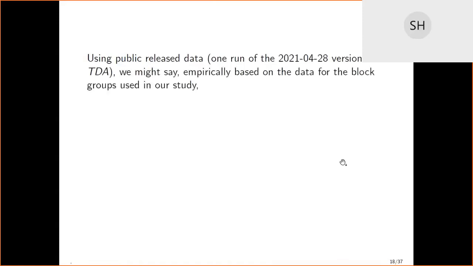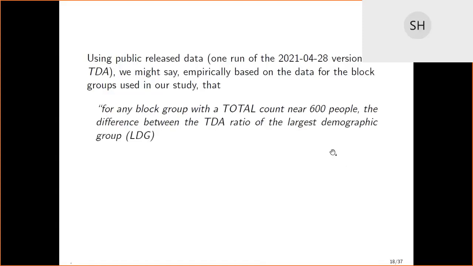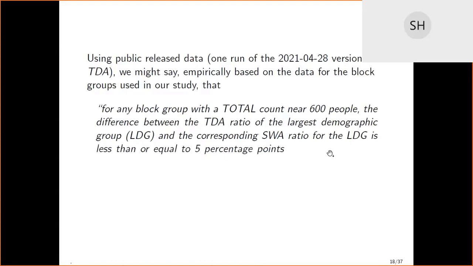We might say, empirically based on the data for the block groups used in our study, that for any block group with a total count near 600 people, the difference between the top-down algorithm ratio of the largest demographic group and the corresponding swapping ratio for the largest demographic group is less than or equal to 5 percentage points at least 95% of the time. So it may take going through that example a couple of times, but that's what we mean by this particular statement.